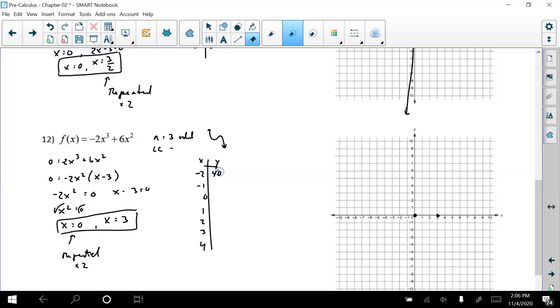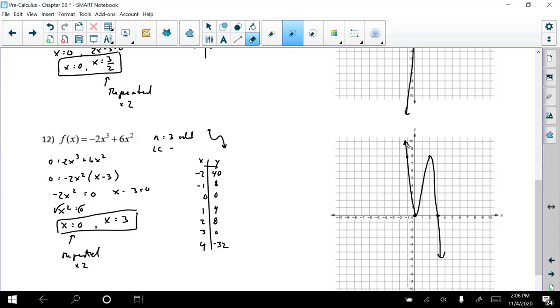So we have 40, 8, 0, 4, 8, 0, and -32. So we're at -1, 8. Up here, 0, 0, 1, 4, 2, 8, and then -32. So it's going to go down, bounce at 0, 0, back up again, turn, and go back down through that 3. So there's our graph.